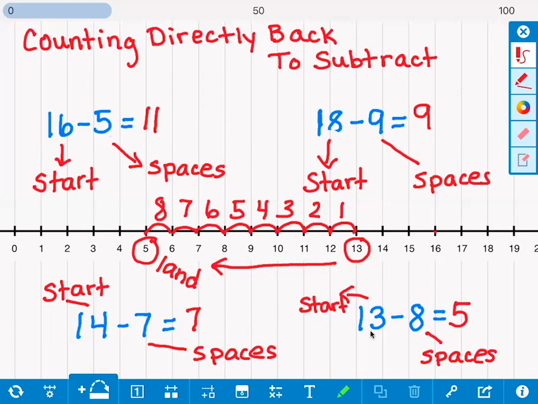When we did 13 minus 8, we started with 13. We went back 8 spaces, 1, 2, 3, 4, 5, 6, 7, 8, and we landed on the 5.